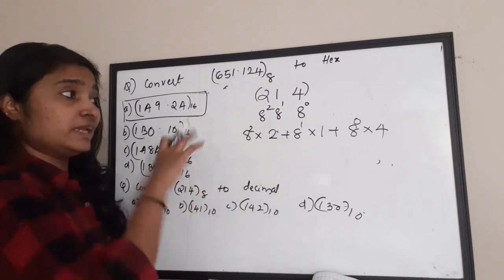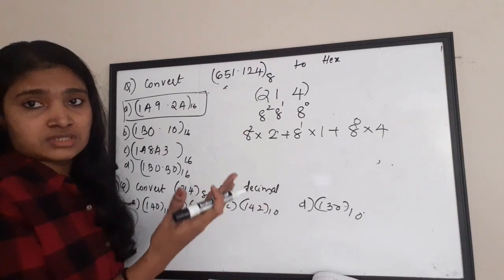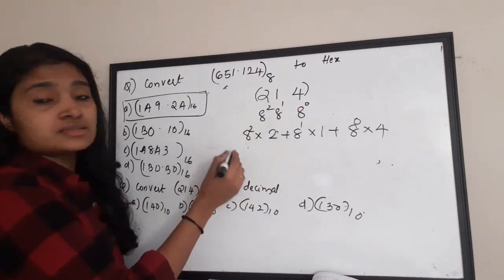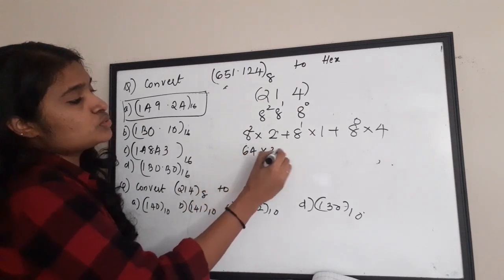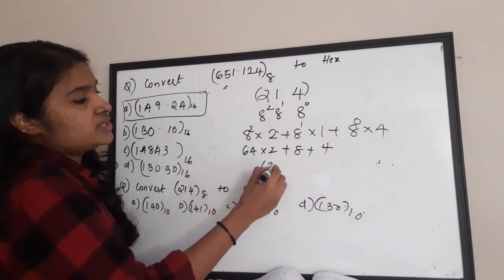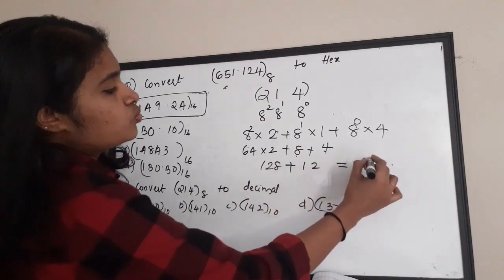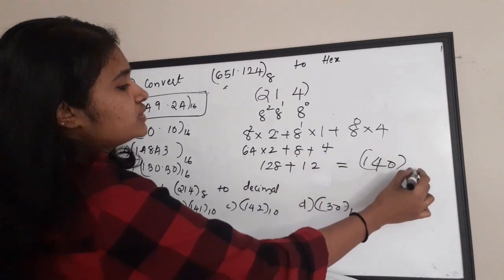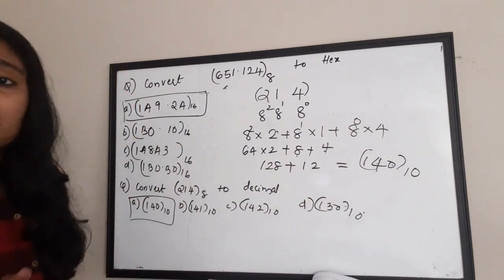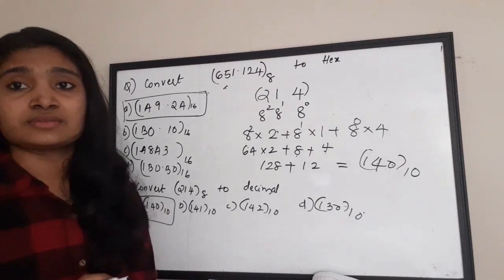So if you want to convert any number to decimal, multiply with its corresponding powers or position values. So 8 square is 64. 64 into 2 plus 8 plus 4. So 128 plus 12 is equal to 140 to the base of 10. Okay, so the correct answer will be option A, which is 140 to the base of 10.